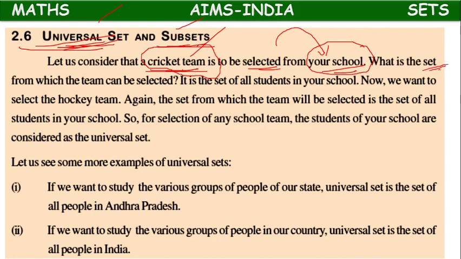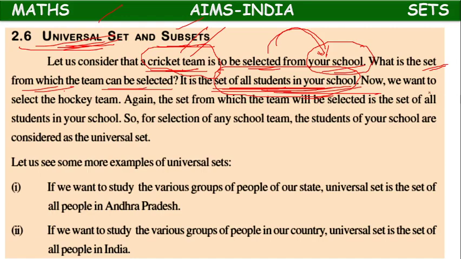So here, what is the set from which the team can be selected? From which set are you selecting the students? From the students of your school. So the set of all students in your school is the criterion from where you want to select the cricket team. It is the bigger set from where we want to select team members.